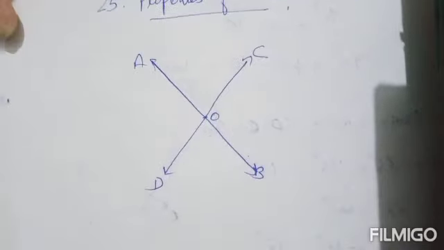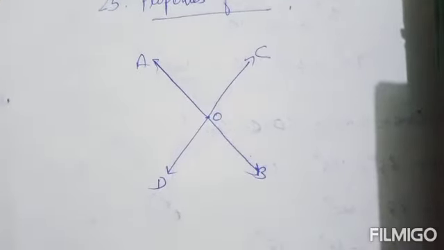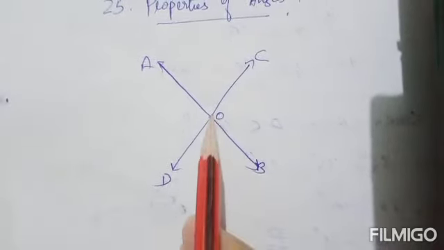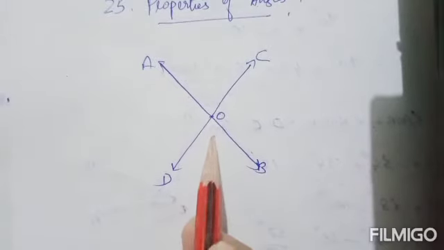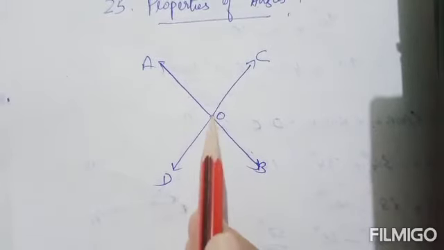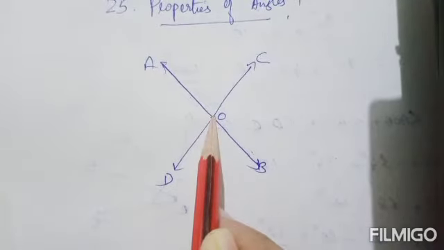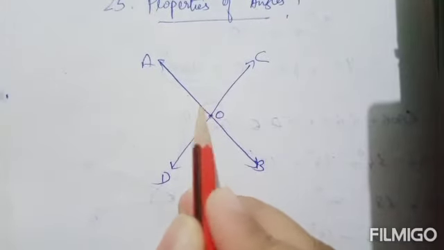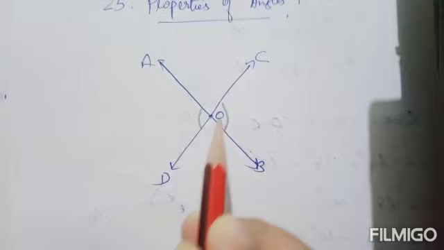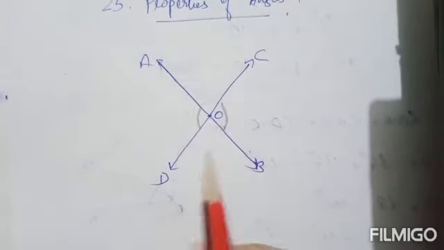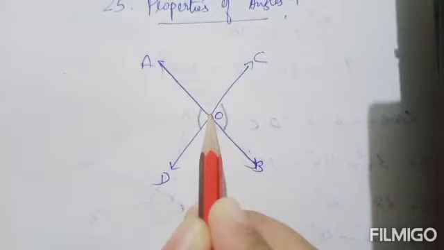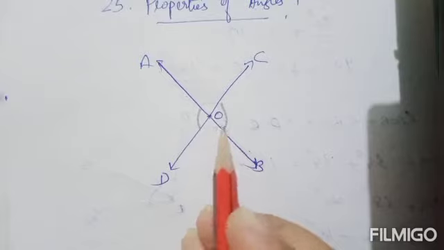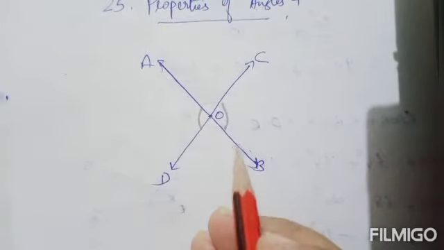Second one, the vertically opposite angles are always equal. So what do we mean by vertically opposite angles? When two lines intersect, the angles formed on the opposite sides of the point of intersection. So two pairs of vertically opposite angles you can find here. Angle AOD and angle BOC are vertically opposite angles. The angles formed on the opposite sides of the point of intersection are called vertically opposite angles, and they will be equal.